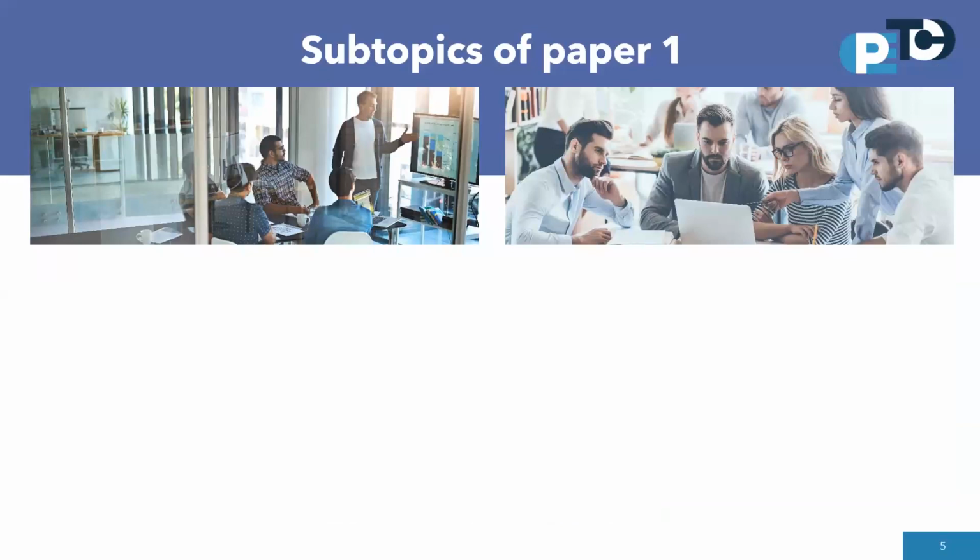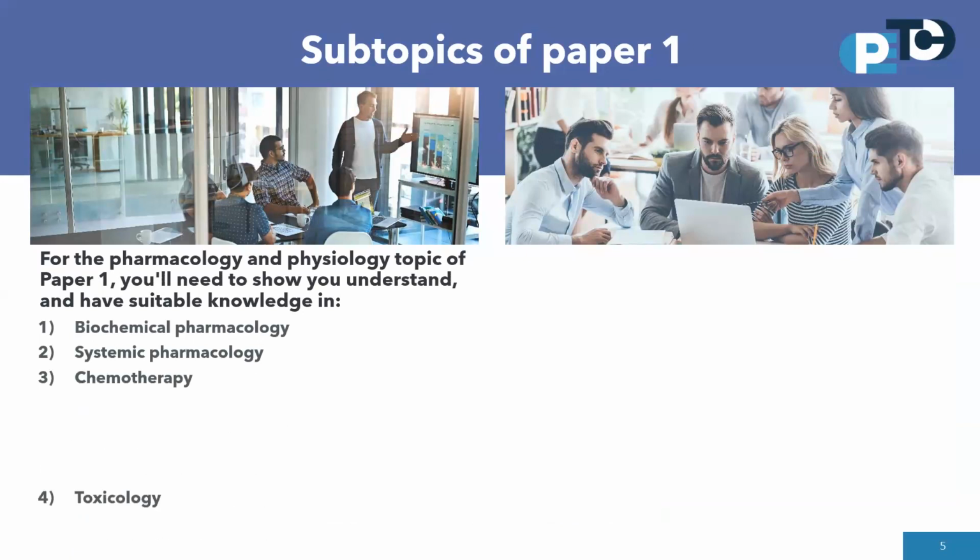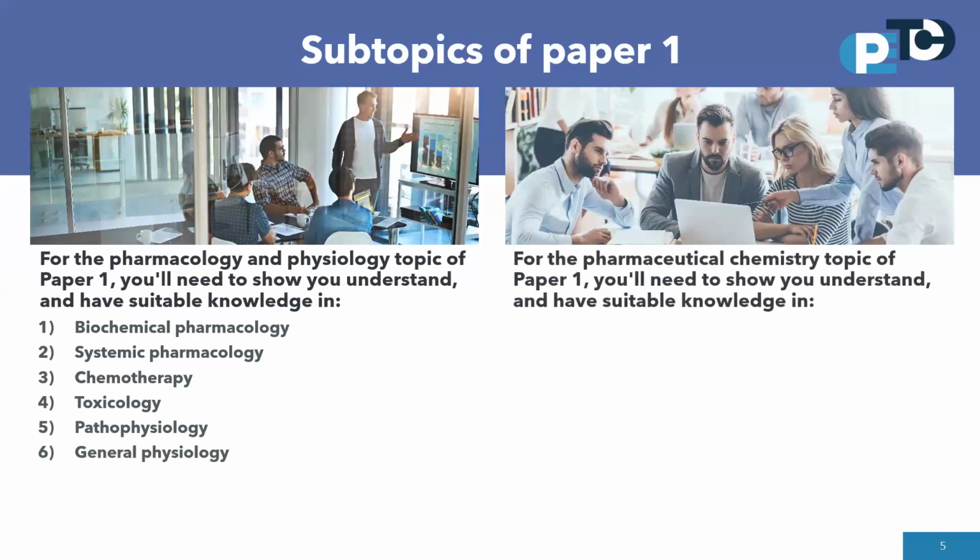For paper 1, as I mentioned, we have pharmacology and physiology as the first topic, and chemistry as the second topic. The subtopics of physiology and pharmacology are biochemical pharmacology, systemic pharmacology, chemotherapy, which is included in paper 1, clinical toxicology, pathophysiology, and general physiology.